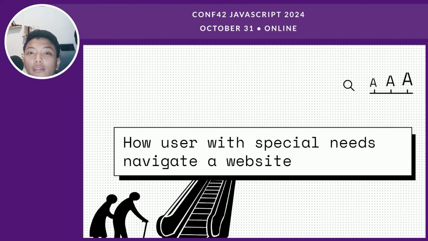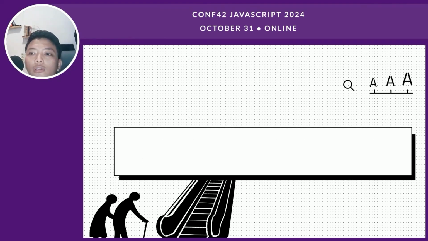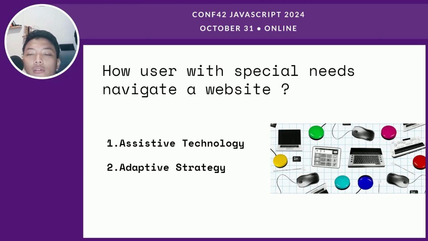But we need to understand first how actual users navigate the website, right? Before we jump into how we build a website that is accessible to all users, first things first, we need to know how actual users are navigating websites. The answer to this is using assistive technology and adaptive strategy.